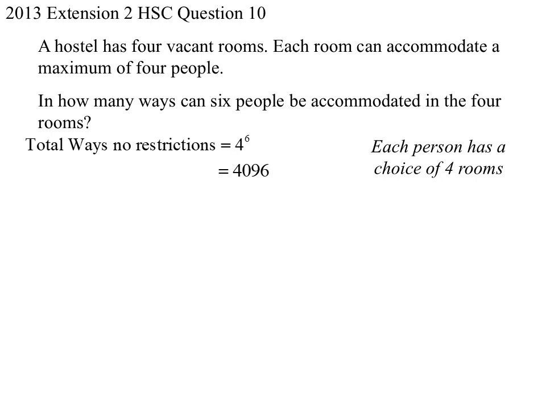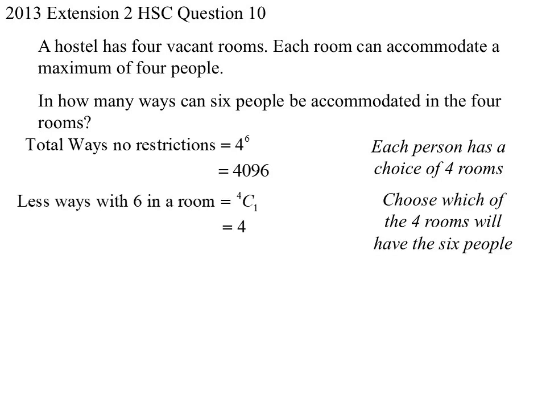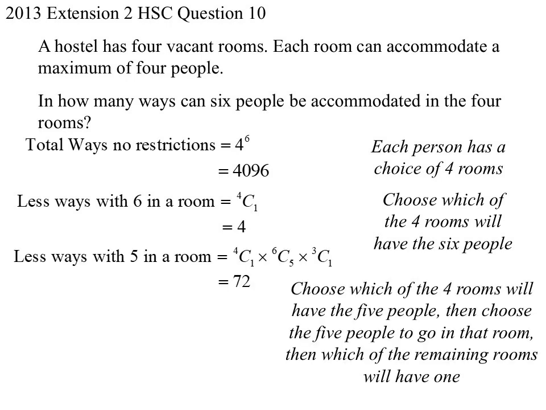But we have to take away the possibilities that can't happen. We cannot have all of them in the one room, because it said maximum of 4 people in a room. So I've got to take away all the possibilities when there are 6 in a room. Well, that's 4C1. We just got to go, well, which room would have all the 6 people? 4 rooms to choose from. What else do I have to take away? Well, there's also the possibility that one of the rooms has 5 people in it. That's not allowed. That's going to be 4C1, 6C5, 3C1.